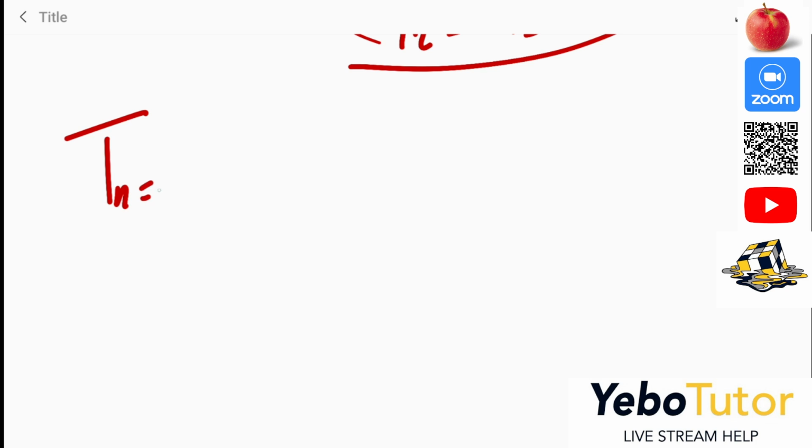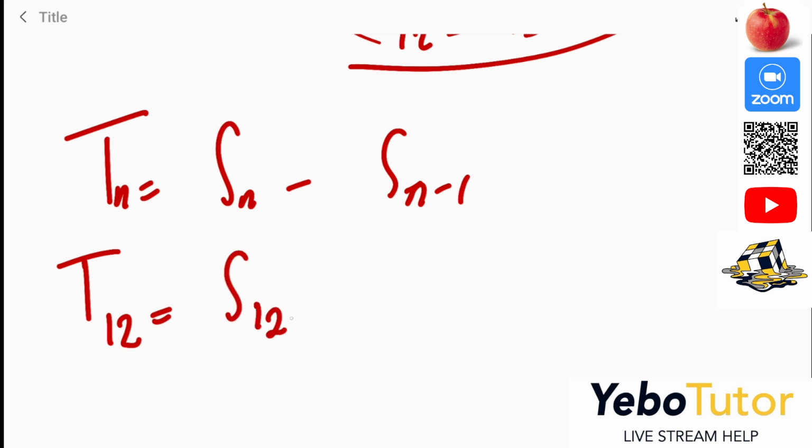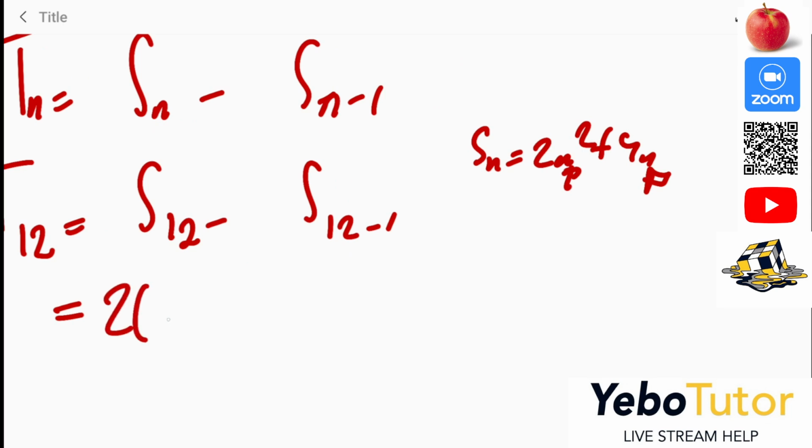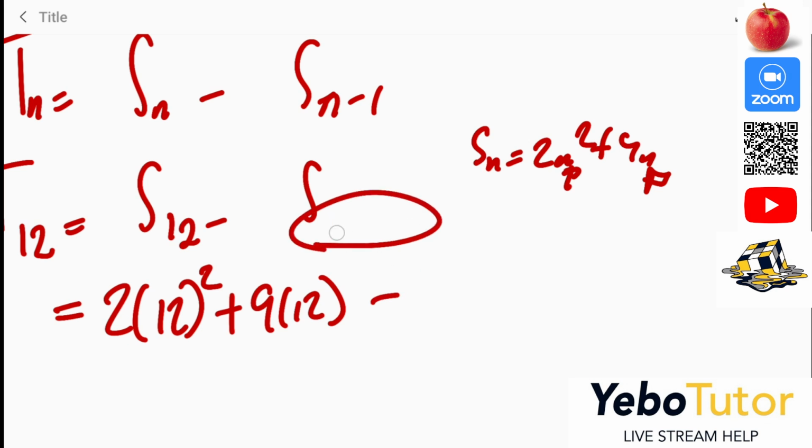Again, we start by writing our equation: Tn is always equal to Sn minus Sn minus 1. Now we want T12. T12 will be equal to S12 minus S of 12 minus 1. So now we are substituting in the original equation, Sn is equal to 2n squared plus 9n. In the position of n, we replace n with 12. So that will be 2 times 12 squared plus 9 times 12, minus, and we know that 12 minus 1 is the same as 11.